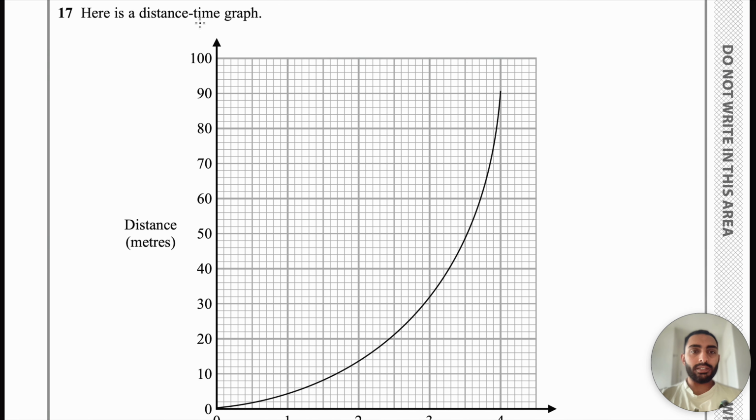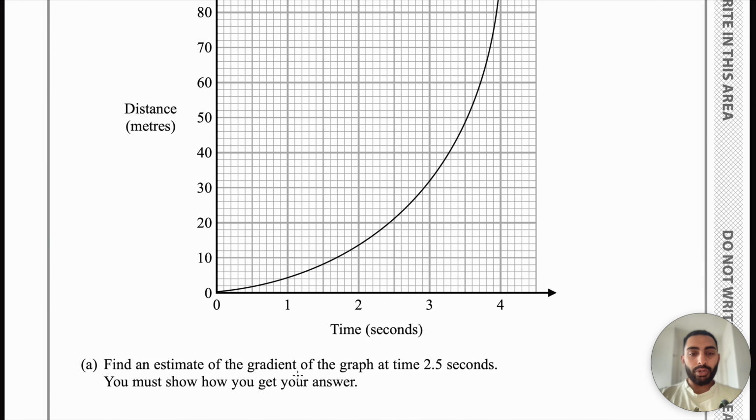Question 17. Here is a distance time graph. Find an estimate of the gradient of the graph at time 2.5 seconds. Show how you get your answer. For this question, I've got a curve and I'm trying to find the gradient. I'm trying to find the slope of the line. How steep is that line going at 2.5? So 2.5 is over here.